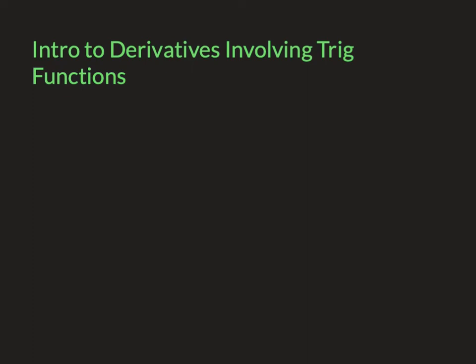We are starting to work on some derivatives of functions that involve trig functions. One of the things that we've done is we've made a list of the derivatives of the trig functions. We had this little table where we have a function and then its derivative. For example, we've learned that if the function is sine of x, the derivative is cosine of x.